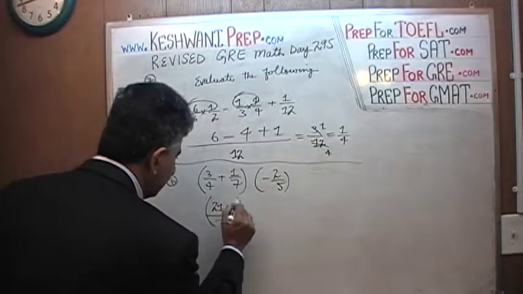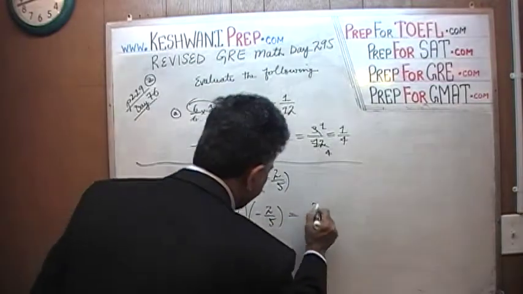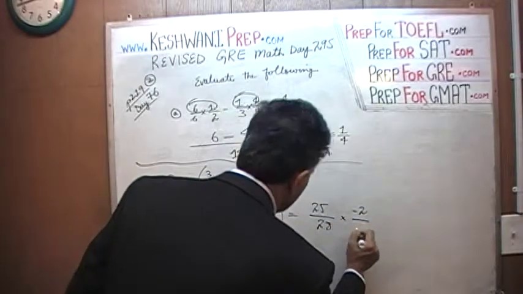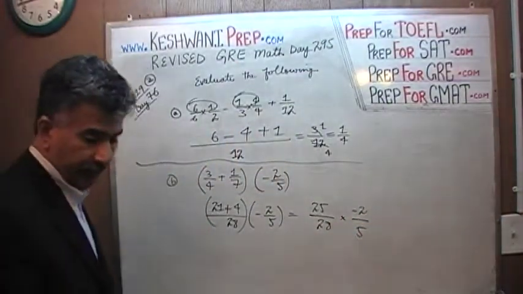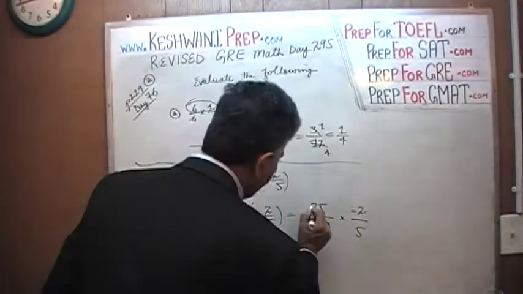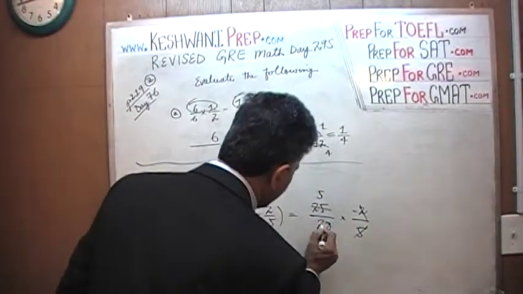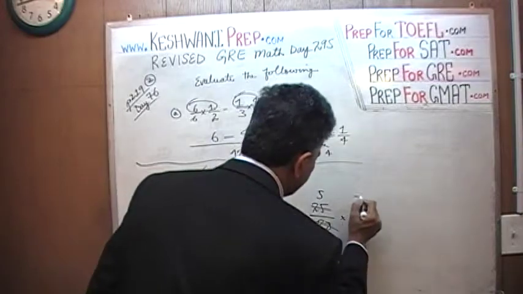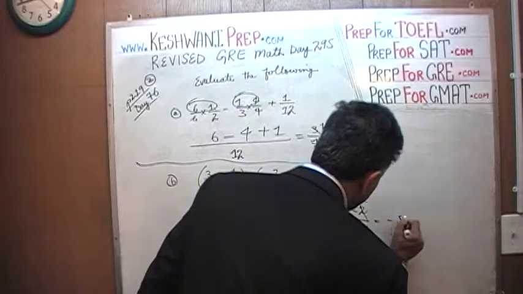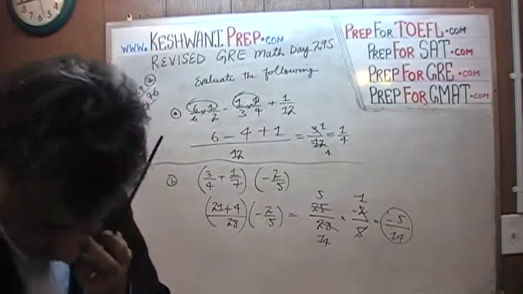So on the top we end up with 25 over 28 times negative 2 over 5. Divide top and bottom by 5. 25 goes into 5 times, and this 5 drops out. Divide top and bottom by 2, and 2 drops out, and this becomes 14. This actually becomes negative 1. So on the top we have 5 times negative 1, which is negative 5 over 14. And there's your answer.